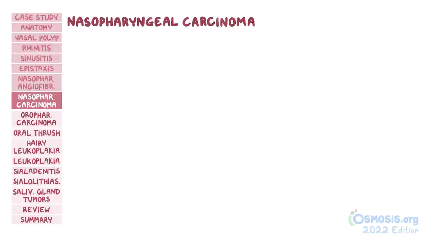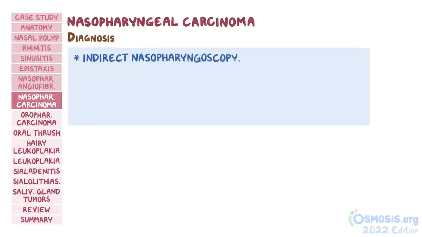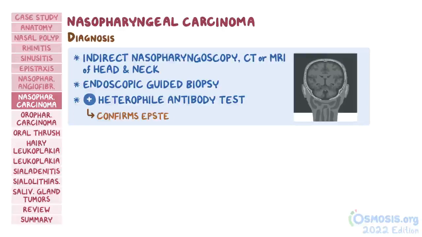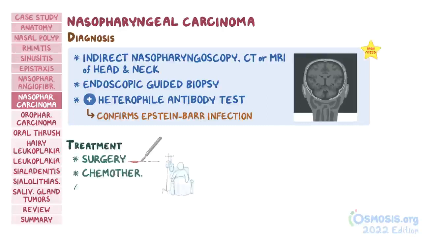Also, keep in mind that diagnosis is confirmed by indirect nasopharyngoscopy, CT or MRI scan of the head and neck, and endoscopic guided biopsy. Another clue is a positive heterophile antibody test, which confirms Epstein-Barr infection. Nasopharyngeal carcinoma can be treated by surgery, chemotherapy, or radiotherapy.